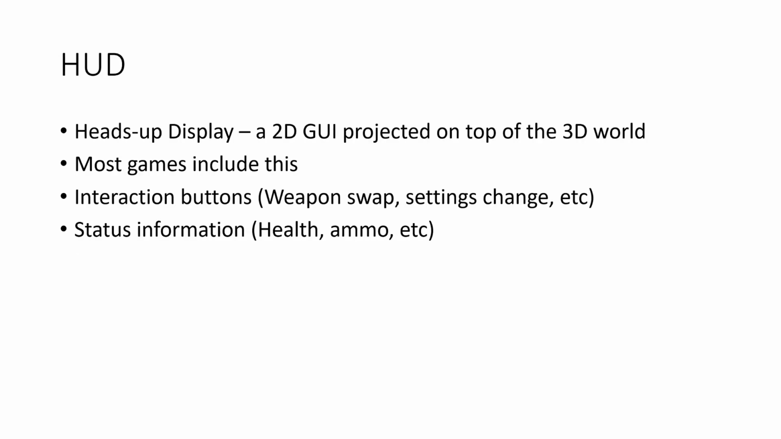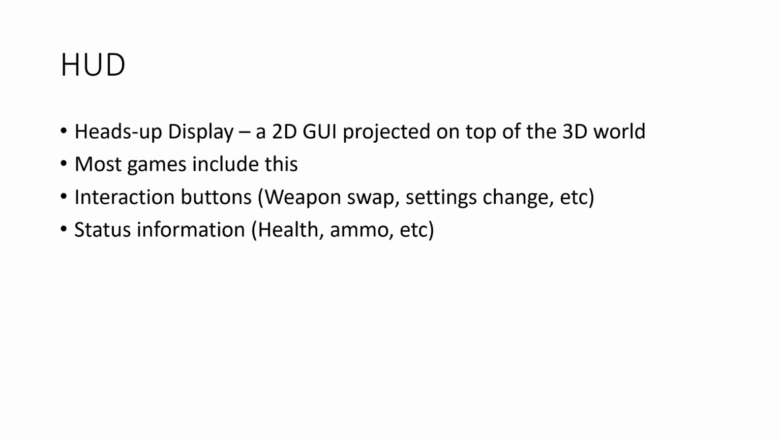A term that you'll hear a lot in games is HUD. A HUD is short for heads-up display, and basically it's just a GUI that's projected on top of the 2D world. You do the 3D world rendering, which is like taking a picture of the 3D world, and then we draw the 2D GUI on top of that photo.